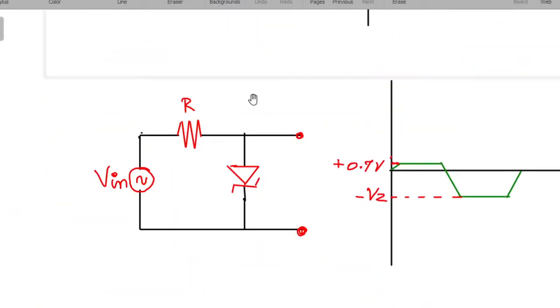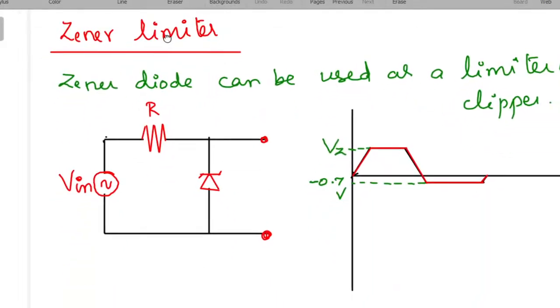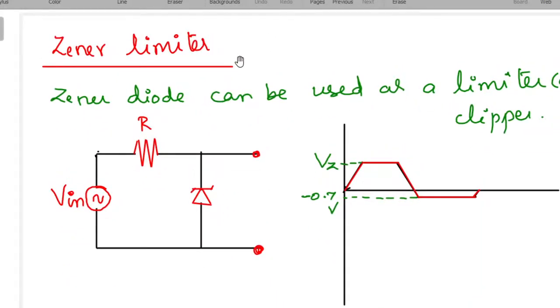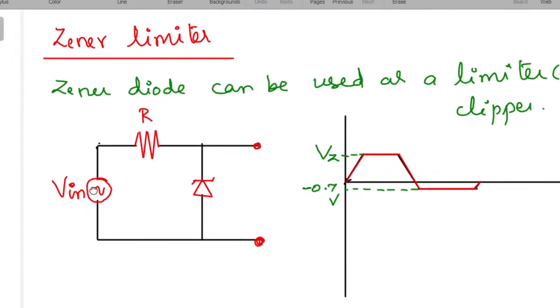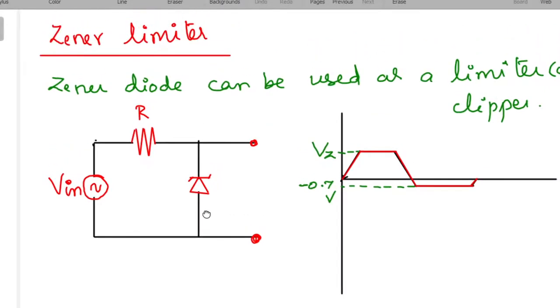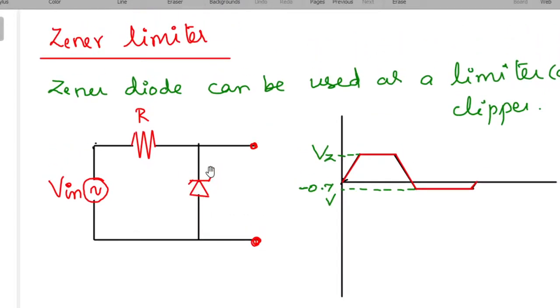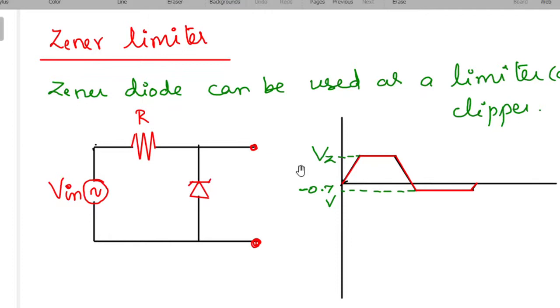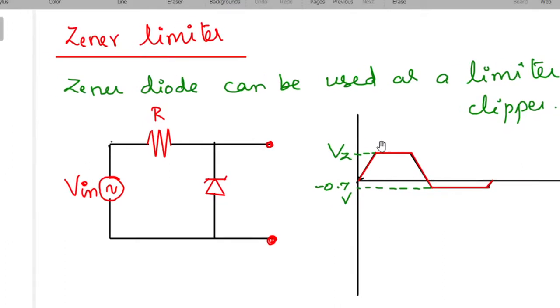Now we go to the Zener diode limiter. A limiter is also a clipper. It clips a portion of the input waveform. Here the input voltage is a sinusoidal waveform. We have a resistance and then a Zener diode. If the Zener diode is connected in this way, during the reverse bias condition it gives its full voltage, that is, VZ appears at the output. So the upper portion only will be clipped.